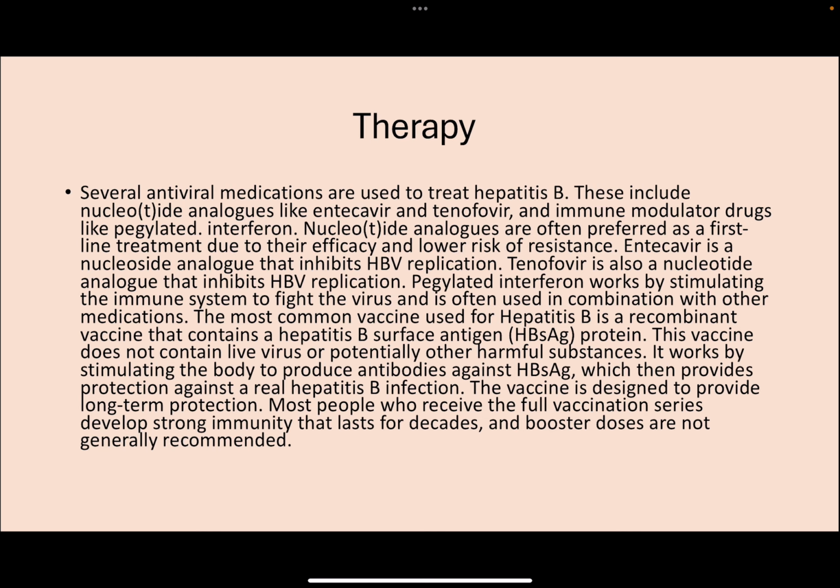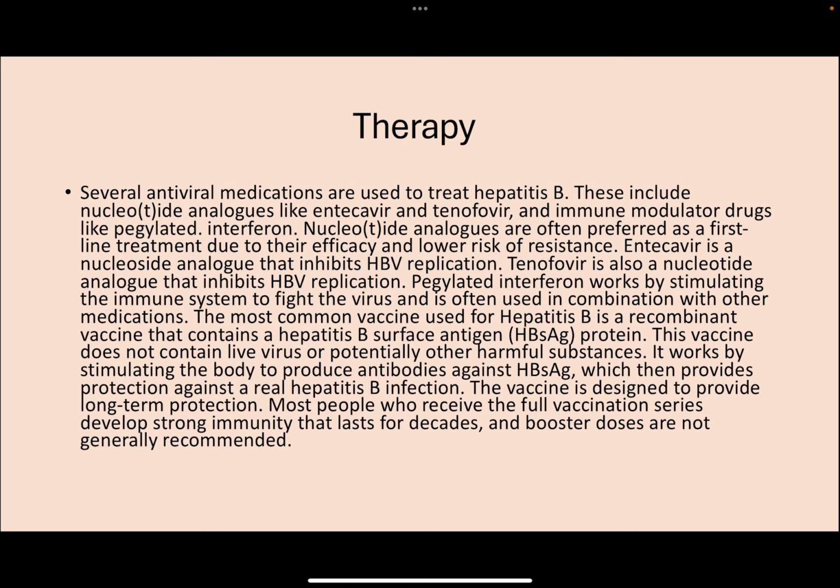Therapy. Several antiviral medications are used to treat hepatitis B. These include nucleotide analogs like entecavir and tenofovir, and immune modulator drugs like pegylated interferon. Nucleotide analogs are often preferred as a first-line treatment due to their efficiency and lower risk of resistance. Entecavir is a nucleoside analog that inhibits HBV replication. Tenofovir is also a nucleotide analog that inhibits HBV replication.